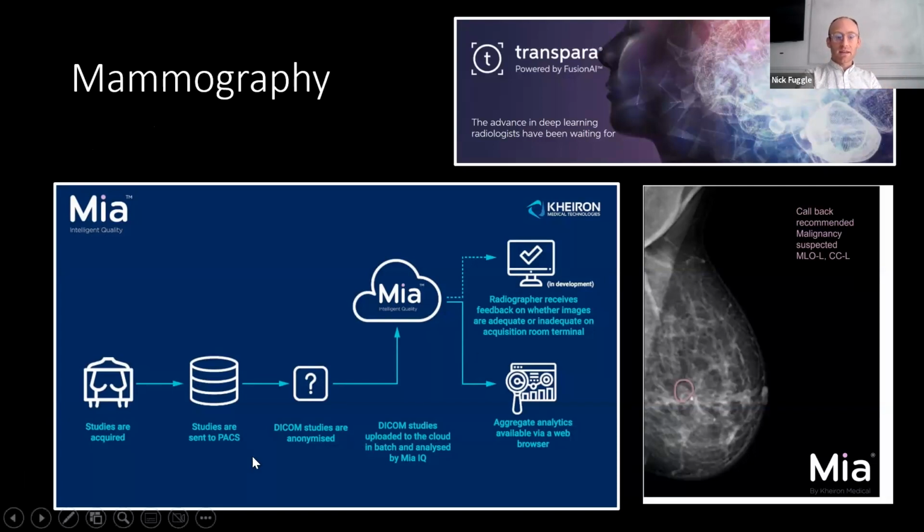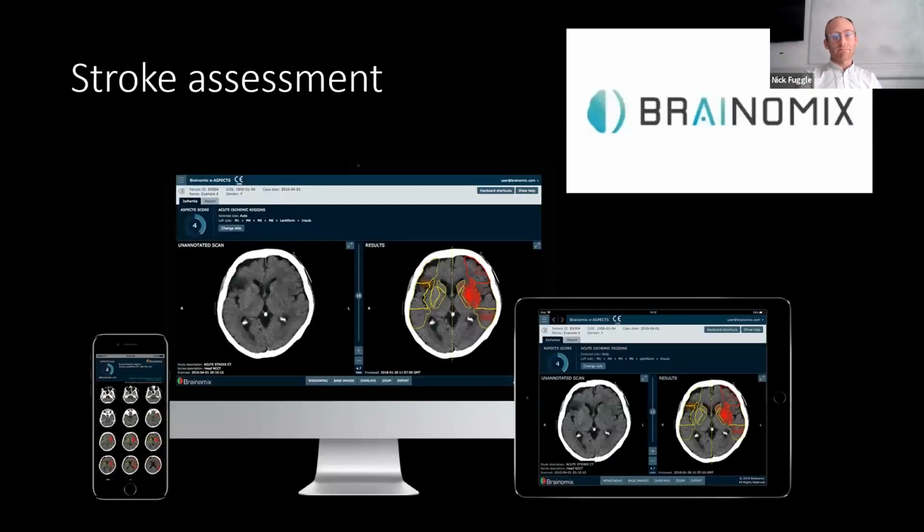There are a couple of examples here: MIR, which is produced by Chiron Medical Technologies, and also Transpira by Fusion AI. And these take mammography, importantly anonymize the DICOM images before subjecting them to the analyses, and then can highlight, as we see on the right here, areas where malignancy might be suspected and that require further investigation by radiologists or by clinicians. And so they aim to reduce the burden on radiologists and improve efficiency.